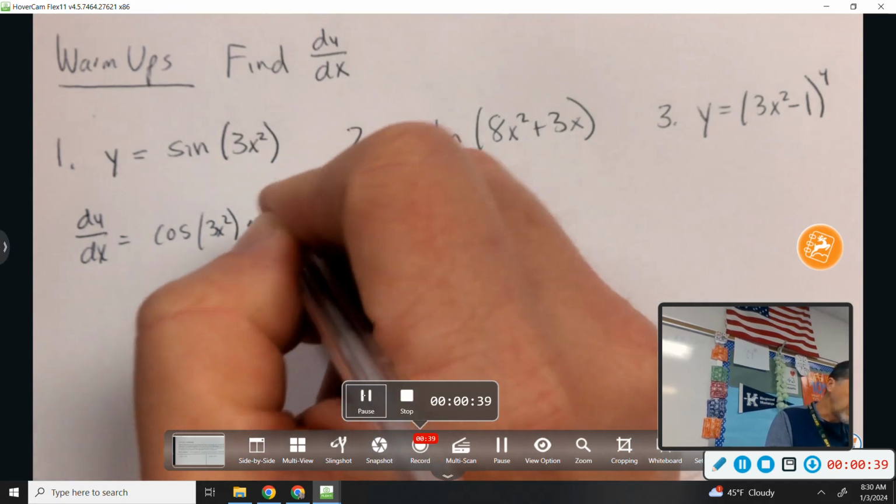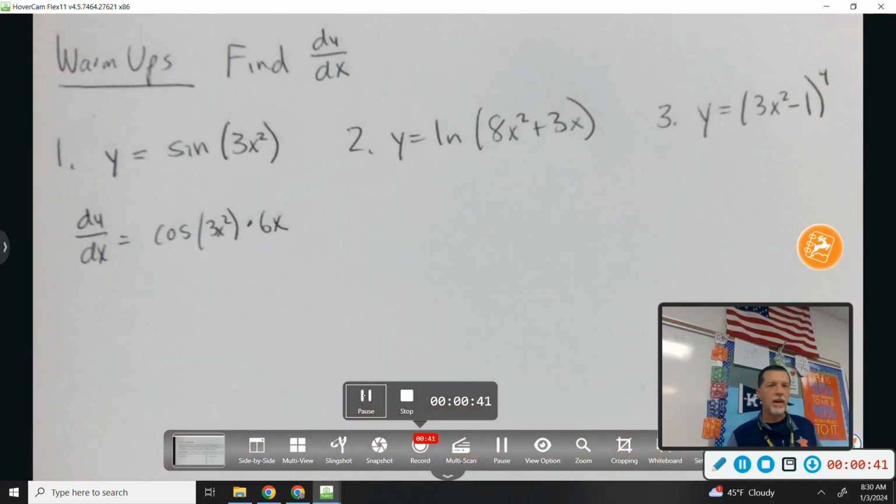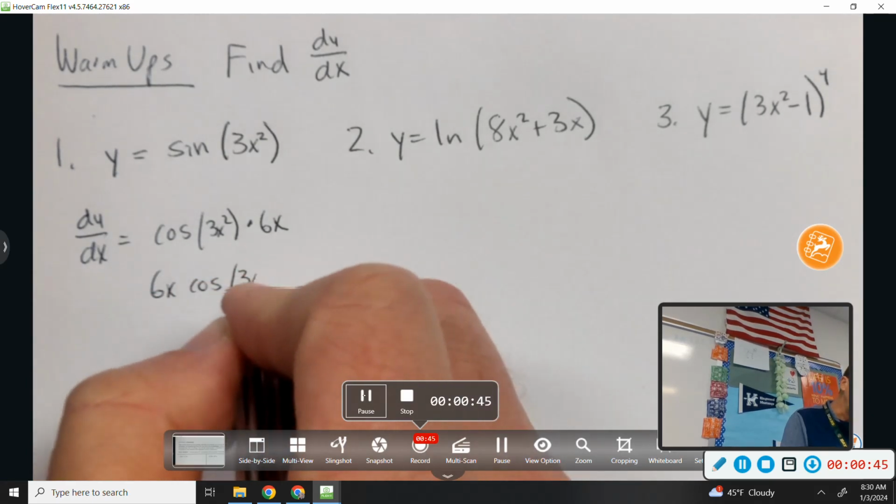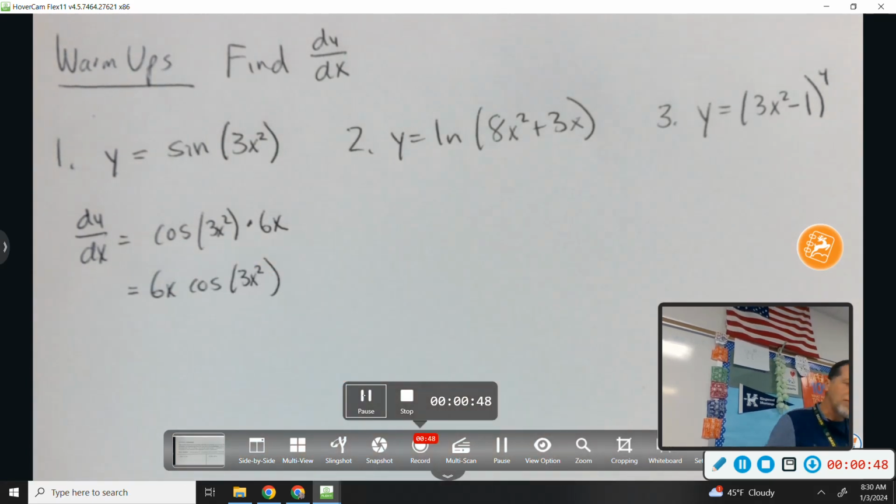Derivative of 3x squared would be 6x. And that's okay to leave like that. It would probably look better if you put the 6x in front. But those are the same thing.